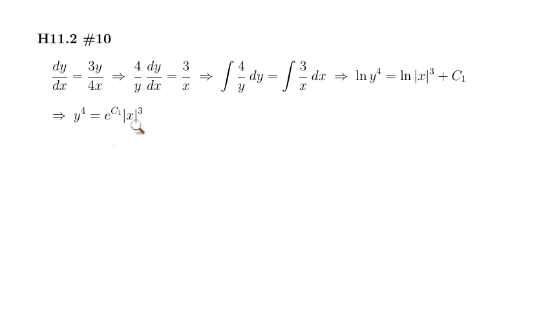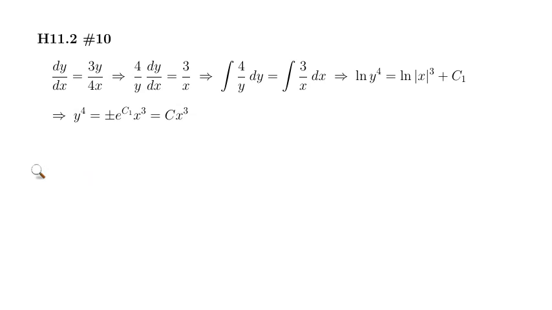Next, I don't like to have the absolute value sign. If it's a negative sign, I'm going to let the constant absorb it. So I'll remove the absolute value sign and put a plus or minus in front, so I don't have to worry about it. Then you have such a complicated expression for just a number, so instead of plus or minus e to the c1, I'm going to just write it as c. So y to the 4th is equal to c x cubed.